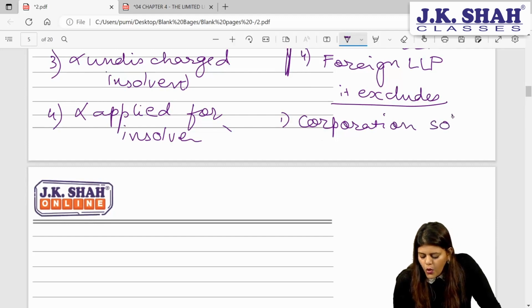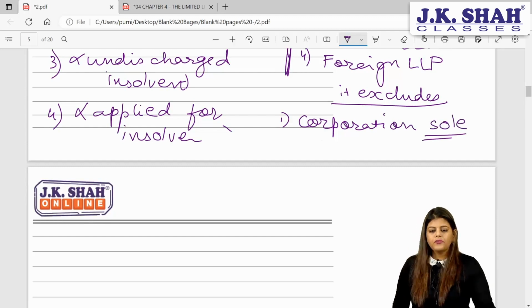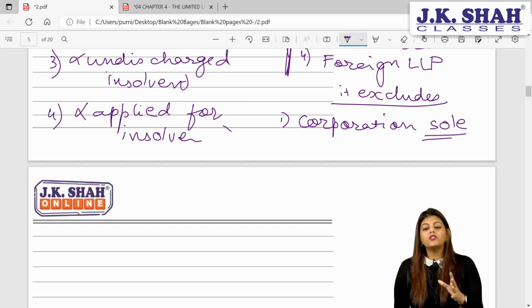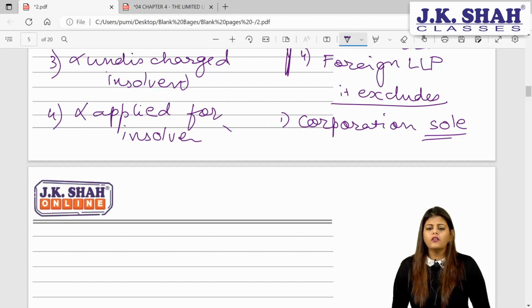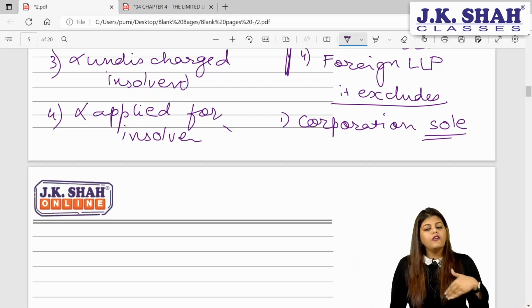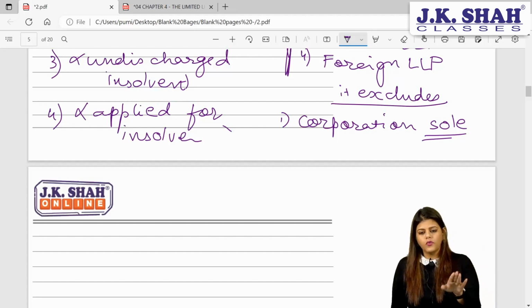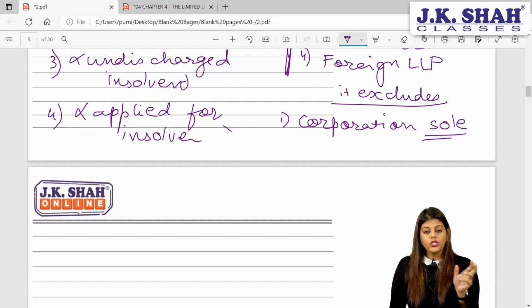Now the word soul means one person. I can say corporation soul is a position where the person is not important, his position is important. For example, when Queen Elizabeth passed away, the UK did not stop. The next person became the successor, correct? If he passes away, the next person will come. So the person is not important, his chair or his position is important. That is a corporation soul.